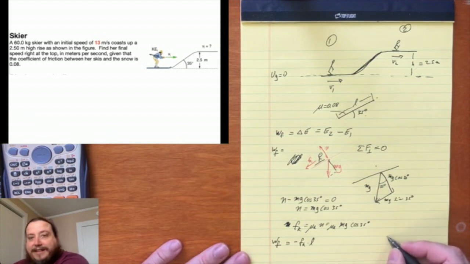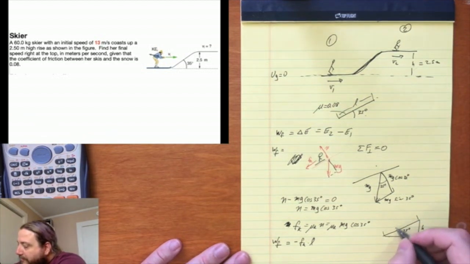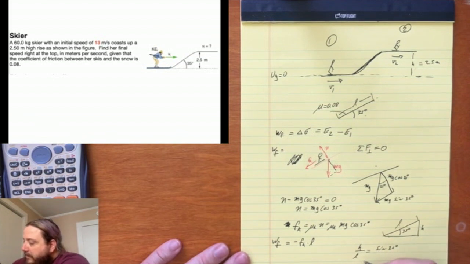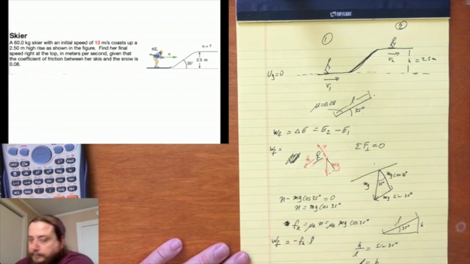And let's go ahead and relate that distance L to the height of the hill. So again, there's our 35-degree angle, there's our height, here's our distance L. And h over L is opposite over adjacent. That's the sine of 35 degrees. And so L would be h over the sine of 35 degrees.